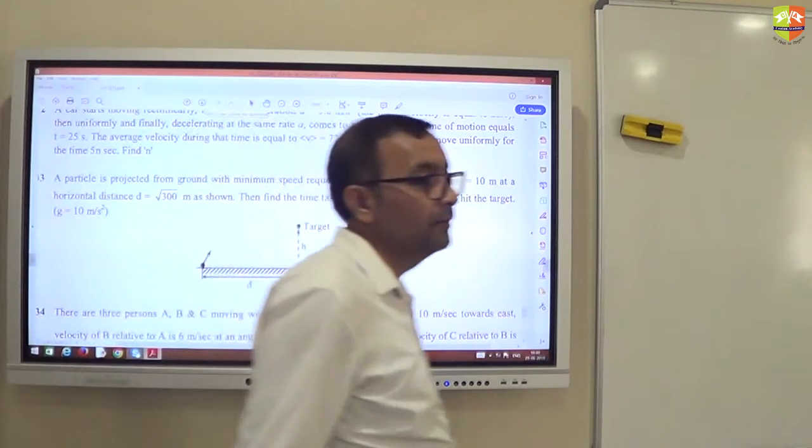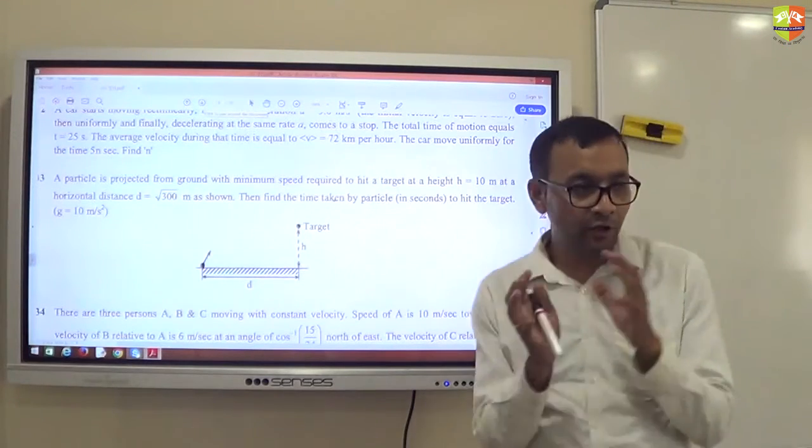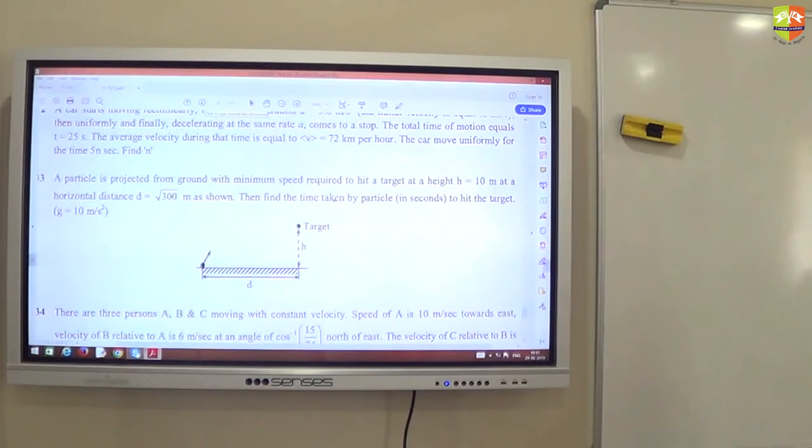When will the speed be minimum? If you can't answer that. Maximum height. So when the target is hit at the maximum height, that is the minimum speed you are saying. Why? Because the kinetic energy gets converted into the potential energy. The maximum amount of kinetic energy will get converted into potential energy when it hits the highest point.